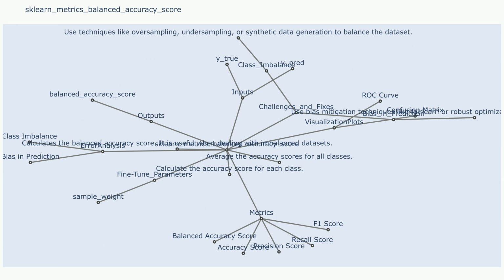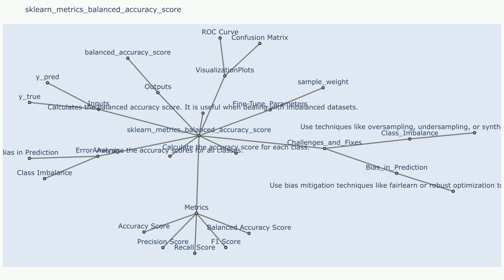ROC curve. This plot illustrates the model's ability to discriminate between positive and negative instances. It shows the true positive rate (sensitivity) against the false positive rate (1 - specificity) at different thresholds. Fine-tune parameters: none. The balanced accuracy score function does not have any fine-tune parameters.